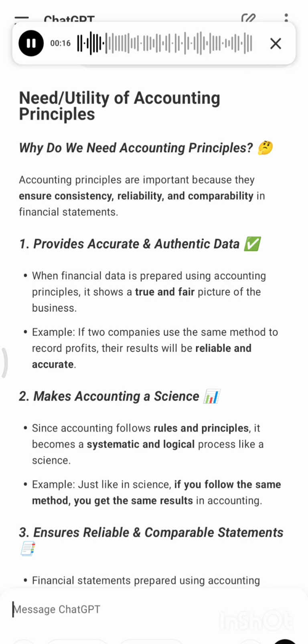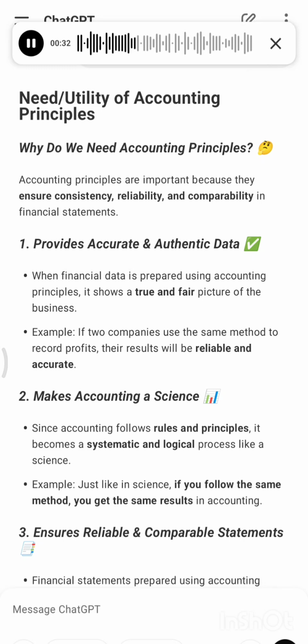1. Provides accurate and authentic data. When financial data is prepared using accounting principles, it shows a true and fair picture of the business. Example: if two companies use the same method to record profits, their results will be reliable and accurate.